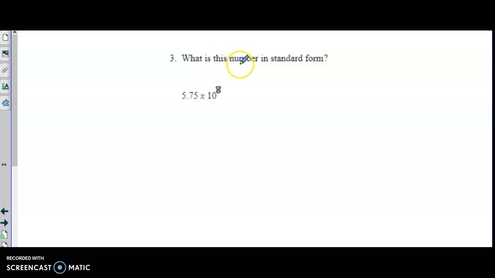All right, so what is this number in standard form? Okay, my exponent is an 8. It is a positive 8. So when I finish, I should have a big number. I'm just going to make myself a little note of that. This should be a big number. So I'm going to start with 5.75, and I'm going to take my decimal and I'm going to move it 8 times. Now, I haven't memorized right or left, so I'll show you both.